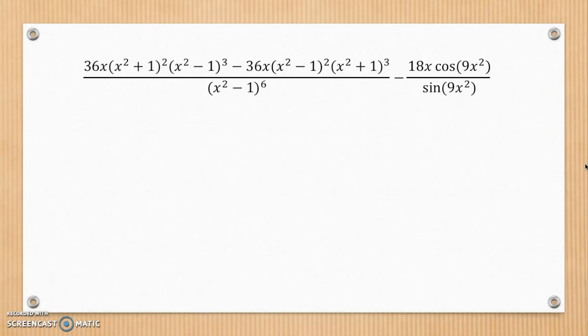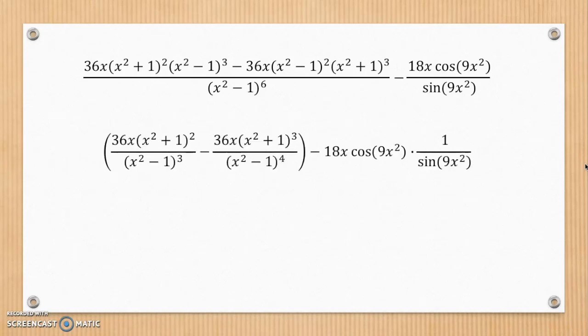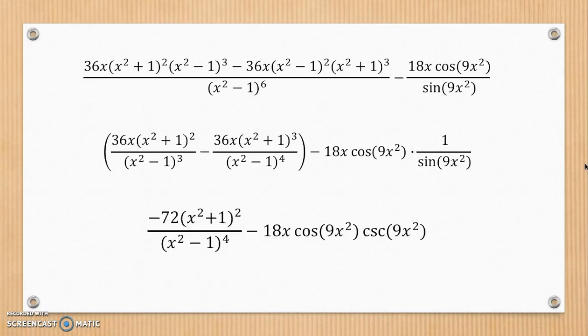For our fifth step, the first part of our problem, we're going to divide it into two so we can make it easier. And our second part, we're also going to divide it into two, and we're going to use our properties. Our first step will be to simplify, and we're going to be left with negative 72 times (x squared plus 1) squared over (x squared minus 1) to the fourth power, minus 18x times cosine of 9x squared times cosecant of 9x squared.